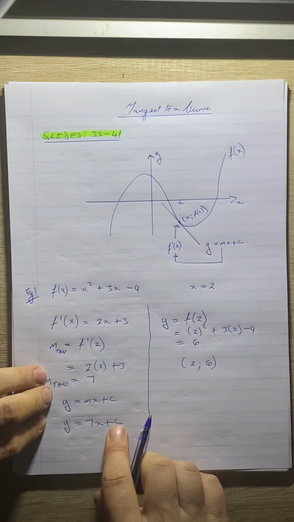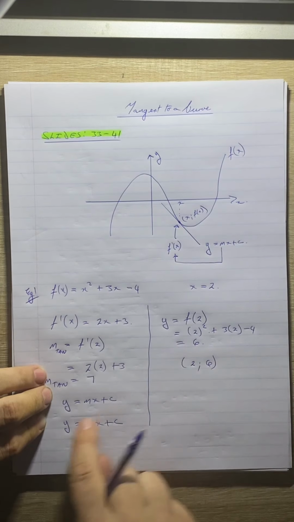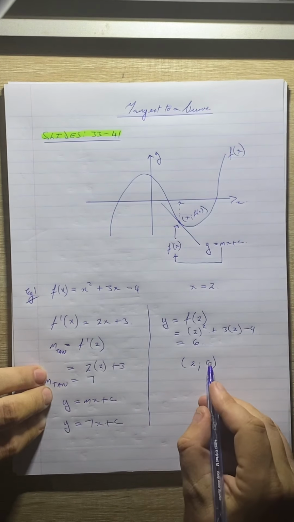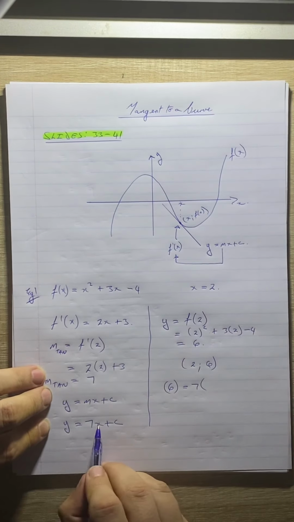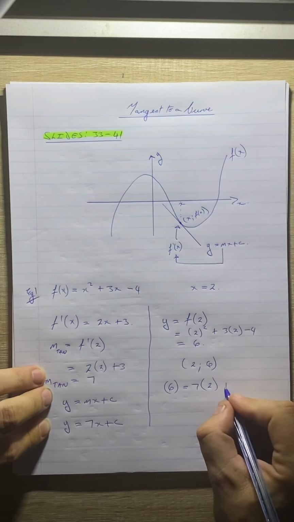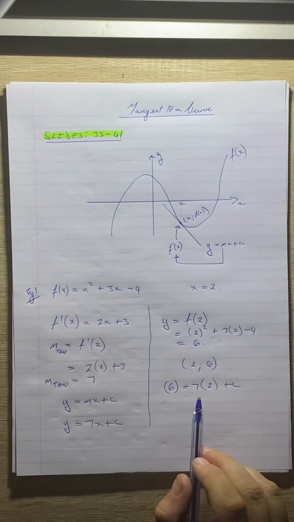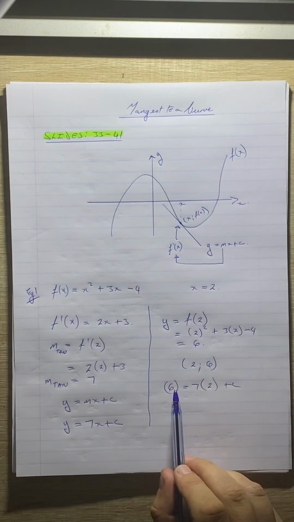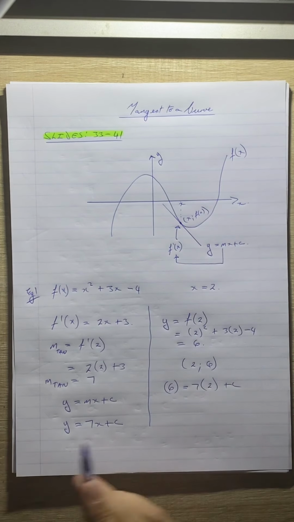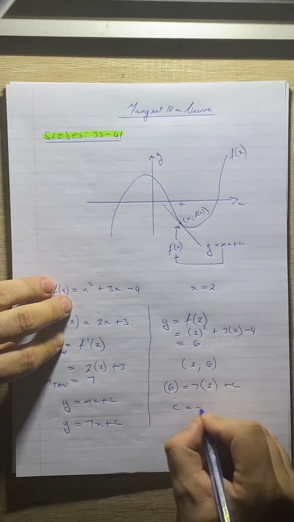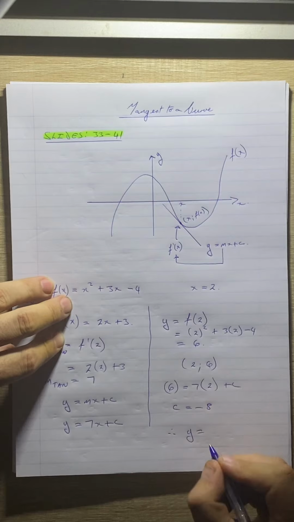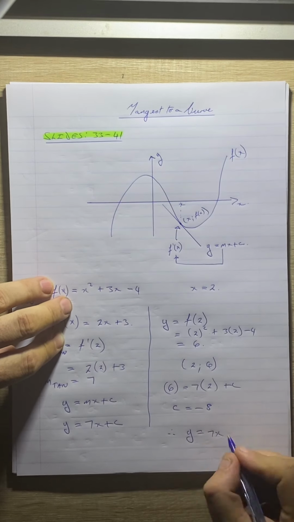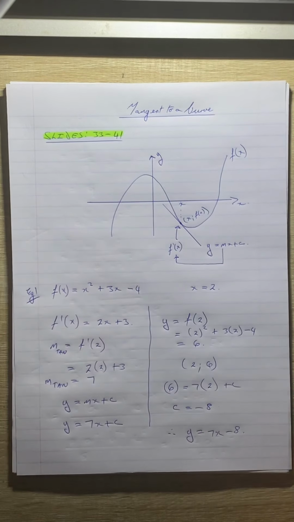Okay, now in order to find the c value, I'm going to take this point and plug it into my x and my y. So y value is 6, so we get 6 equals 7 times our x value, which is 2, plus c. So this is going to give us 14, so it's 6 minus 14, and we get c is equal to minus 8. Therefore, the equation of this tangent is y is equal to 7x minus 8. Okay, let's go on to example 2.